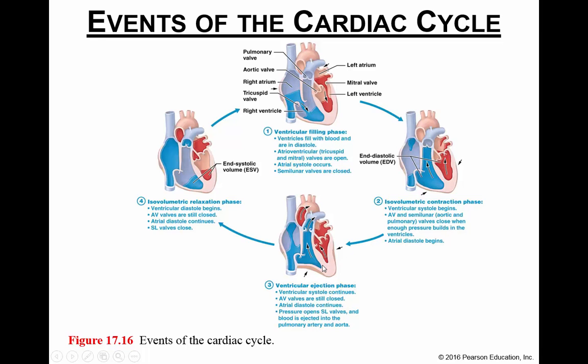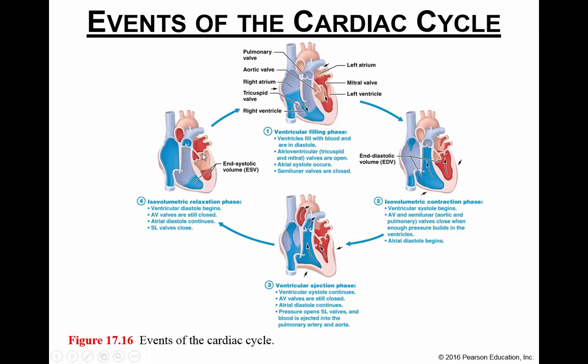So now the pressure's going to rise enough that the blood will push open those semilunar valves, and the AV valves are still going to be closed. They're still closed. The atria are in diastole. They're relaxing. That pressure opens those semilunar valves, and the blood is ejected from the pulmonary trunk to the pulmonary arteries, and from the aorta to all the arteries in the body. All right, then we get to isovolumetric relaxation. We've pumped out about 70 milliliters, so we're left with about 50 milliliters, which is end systolic volume.